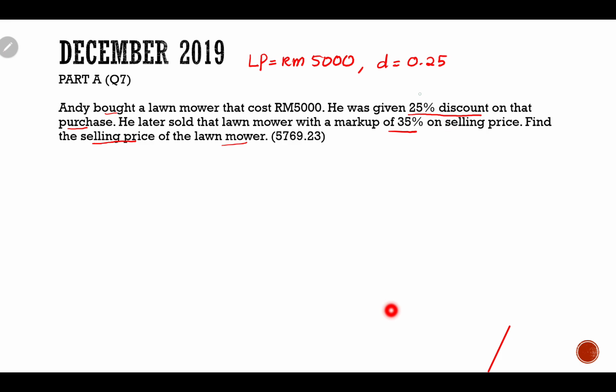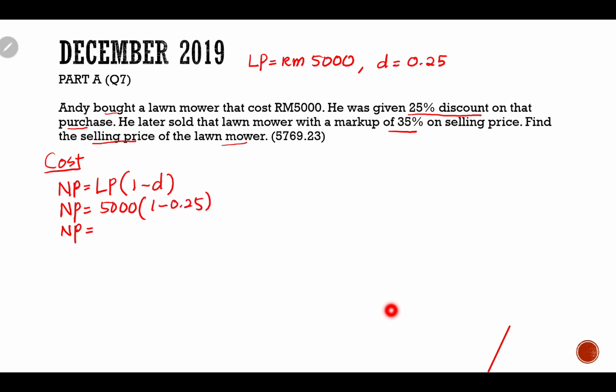So let's start by using the formula to find the cost. Net price equals list price times (1 minus D). So here we have 5,000 ringgit for your list price and your D is 0.25. So for the net price, we have a total of 3,750 ringgit. So this is actually your cost.